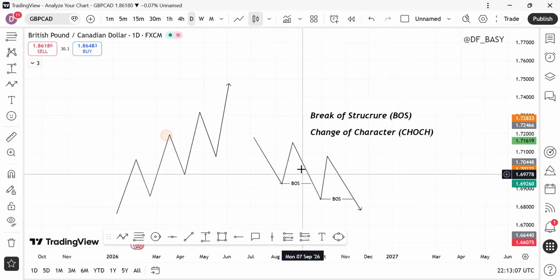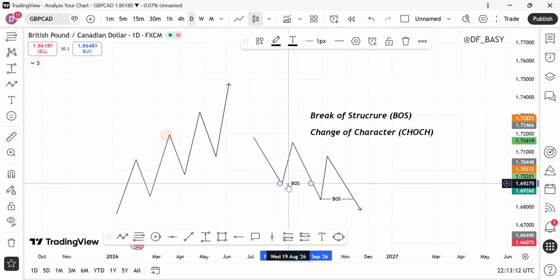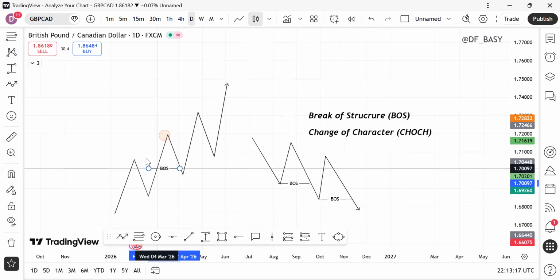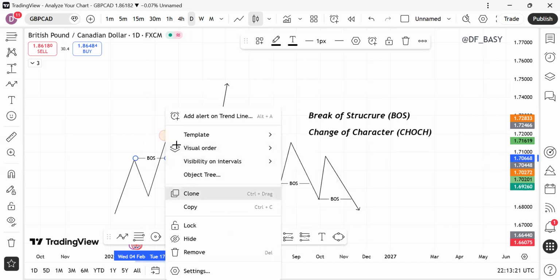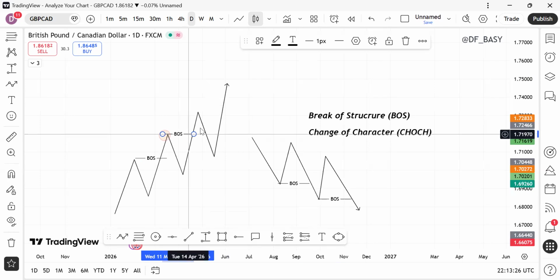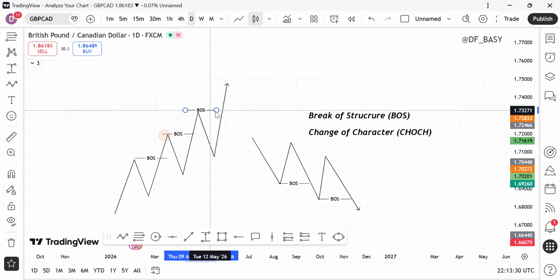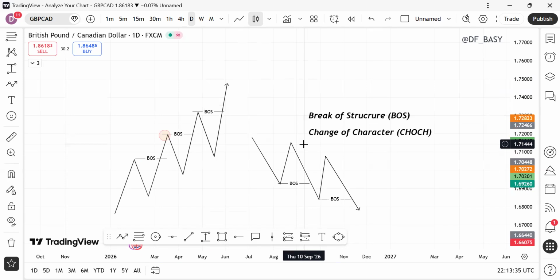So in a downtrend, market breaks structure to the downside, while in an uptrend, market does what? Market breaks structure to the upside. You have a break of structure there. So you have a break of structure here. So you have another break of structure here. Do you understand? So in the market structure, you need to identify your break of structure and you need to understand your change of character.